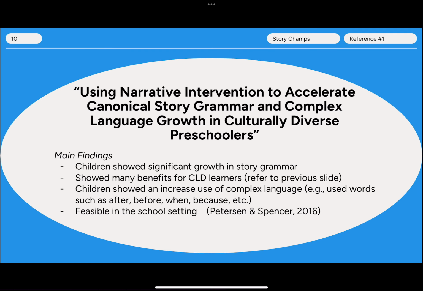I found this article that very well supported Story Champs, and the main findings from this article were children showed significant growth in story grammar. They showed many benefits for CLD learners, so I took that from the previous slide. And then they also showed an increased use of complex language. So they used more complex words such as after, before, when, because, etc. And then it was very feasible in the school setting. So those were the findings from this study.